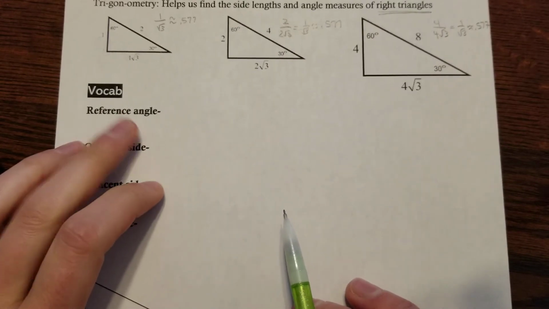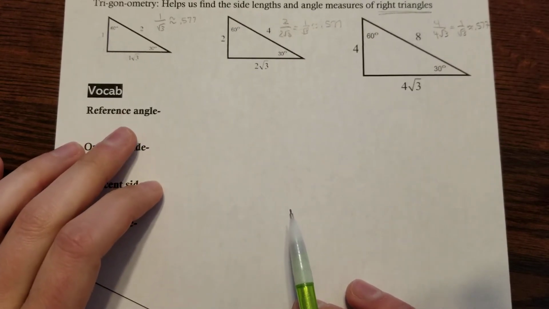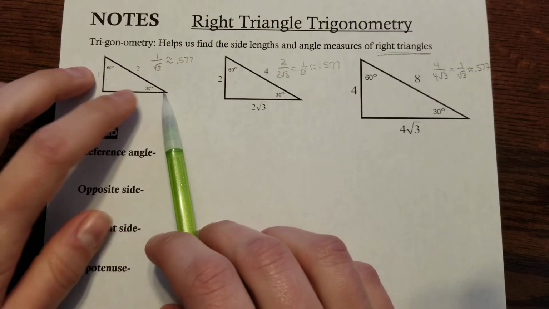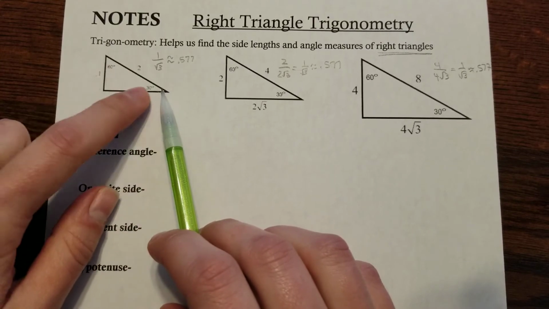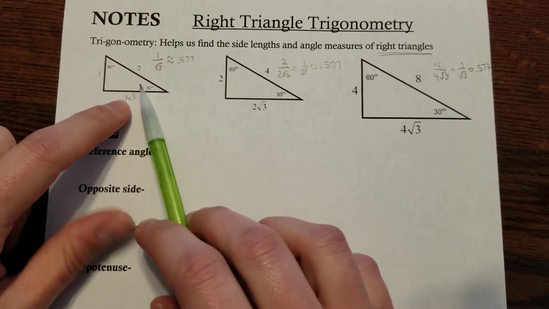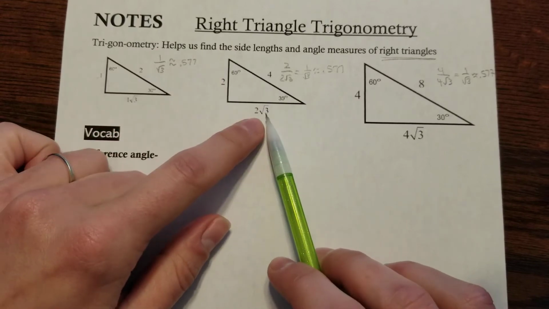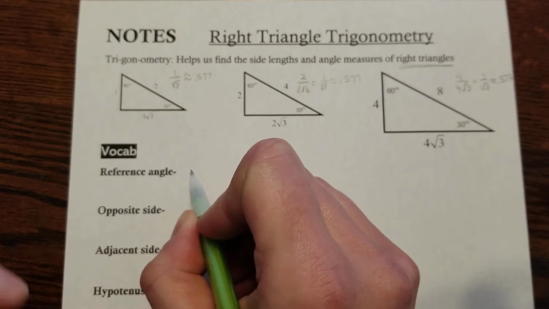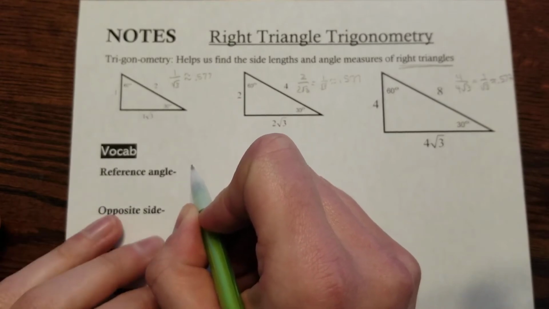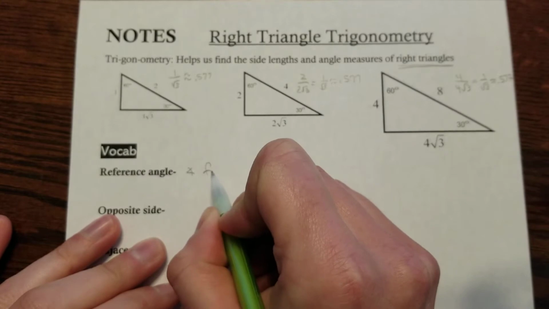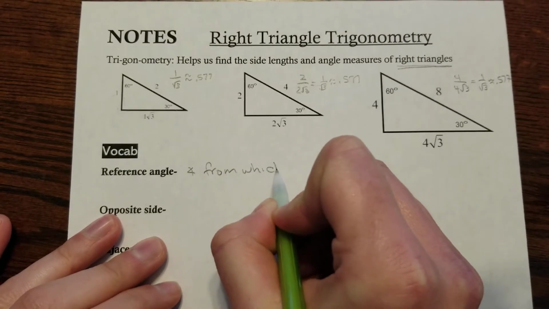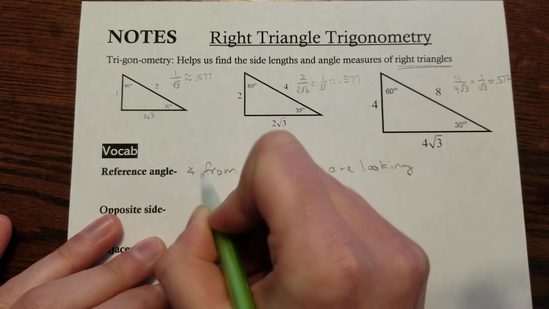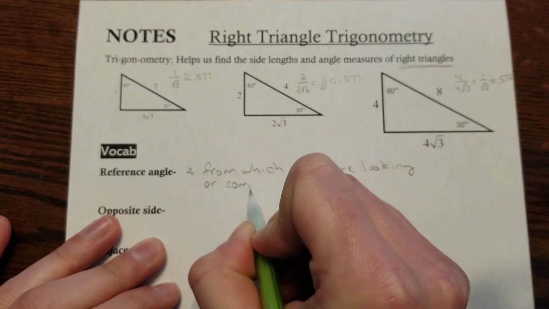So our first vocab word is reference angle. You may have noticed when I was talking about the ratios that I described where the side was based on one angle. So I said across from the 30 and next to the 30. 30 is our reference angle. So our reference angle is the angle from which we're looking, or the angle we're comparing the sides to. The angle from which we are looking, or we can say comparing the sides to.